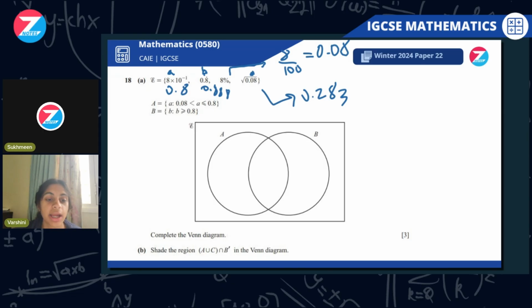So, okay, wait. Oh, sorry. Greater than or equal to 0.8. So we know this one also does belong to B. AB. So this one belongs to both A and B.